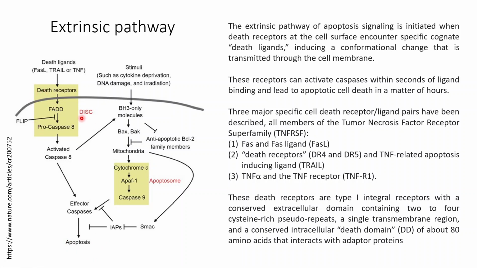And this is called the death-inducing signaling complex, the DISC. That is the hallmark of the extrinsic pathway. I think that's all for the extrinsic pathway. And of course, you have these inhibitors of apoptotic proteins that are going to inhibit apoptosis. You can have FLIP inhibiting this interaction and so on. So you have a lot of regulation on this as well.